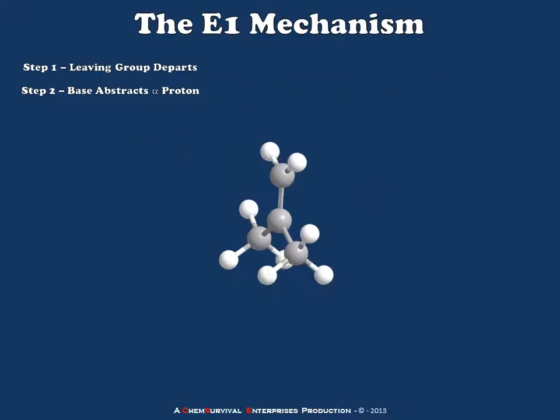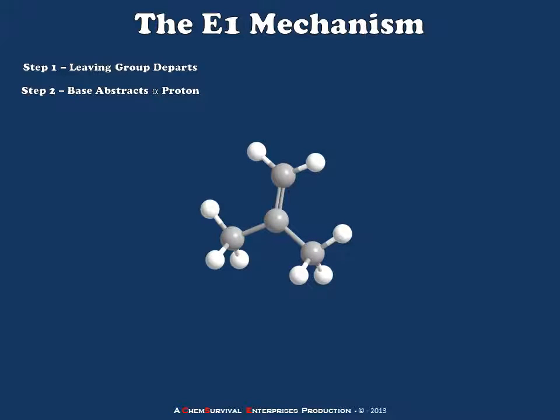So you can see the consequence of this reaction. We've created an alkene, or a hydrocarbon containing a double bond. And we've done so by proceeding through a carbocation intermediate.